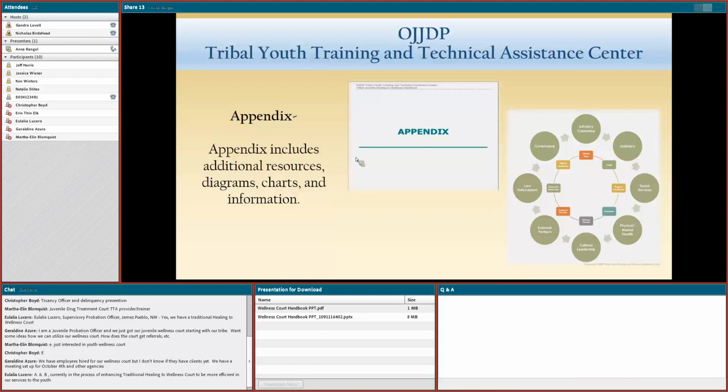There are additional resources. We have some diagrams, some charts, and a lot of information about all of the components that we touch in the first 3 sections of the handbook. And so you can see an example here. This is an example of the Juvenile Healing to Wellness Court team and the advisory committee. So just so you know, in the appendix, there's going to be a lot more specific information about many of the components that are in parts 1 through 3.